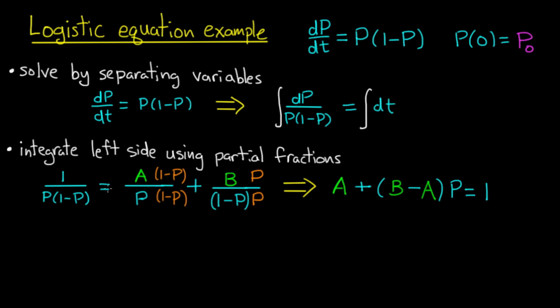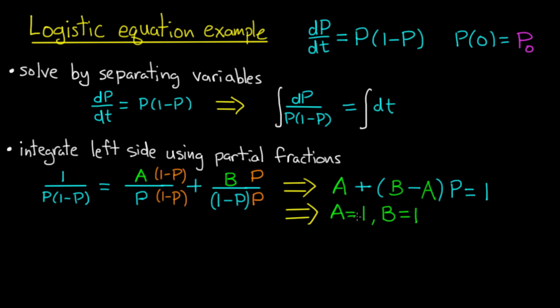And so the two numerators must be equal. We must have 1 equals a times (1 minus p) plus b times p. Simplify that a little bit, and you get a plus (b minus a) times p equals 1. There are no p's on the right-hand side, so b minus a must be 0, and a must be 1. So the conclusion is that a equals 1 and b equals 1.